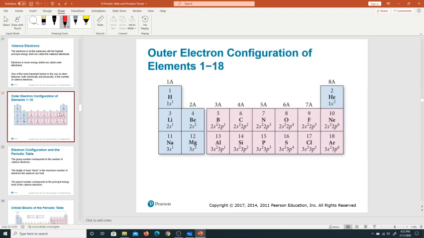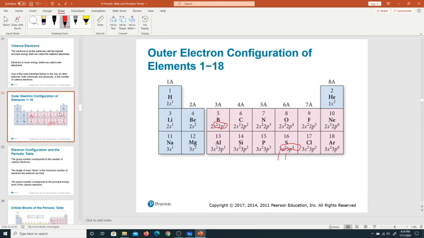So for example, lithium is 2s1, has 1 valence electron. Beryllium is 2s2, 2 valence electrons. Boron 2s2 2p1, that's a total of 3 valence electrons. So basically we look up the number in front, add up the superscripts, that's the number of valence electrons.